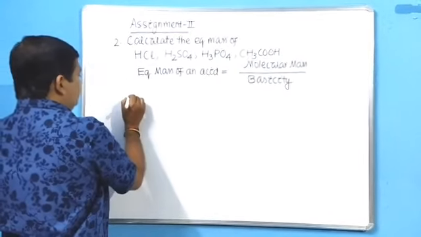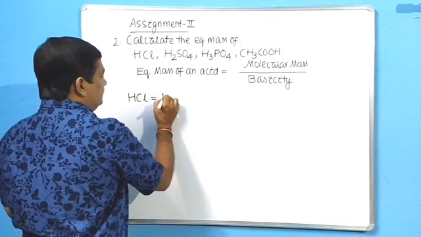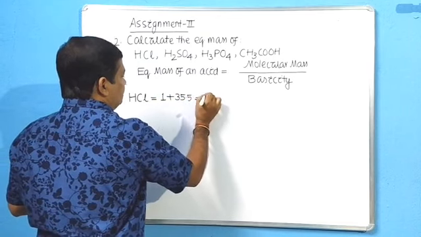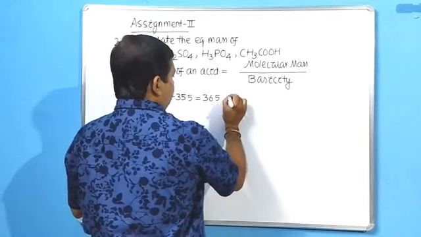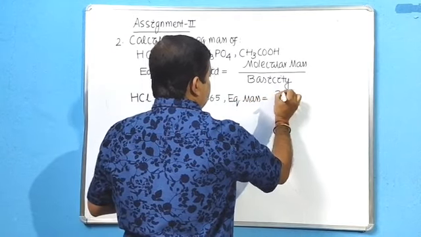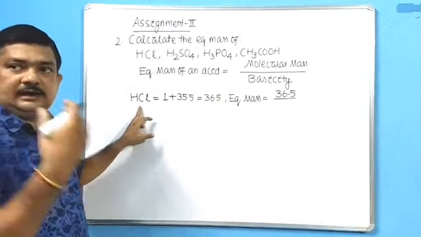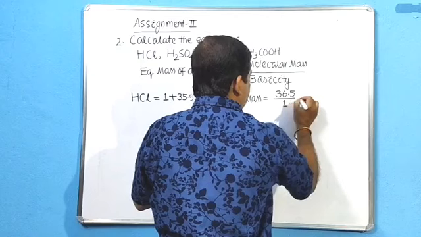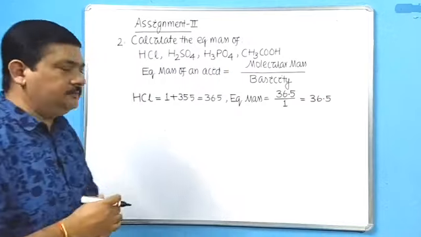So we start with HCl. What is the equivalent mass of HCl? First let us calculate the molecular mass. HCl, hydrogen is 1, chlorine is 35.5. So molecular mass is 36.5 U. So what will be the equivalent mass? Equivalent mass will be the molecular mass, 36.5, divided by basicity. HCl, when it ionizes in aqueous medium, gives only 1 H plus, so its basicity is 1. So equivalent mass will be 36.5. And all of you have done it correctly, so thank you very much.